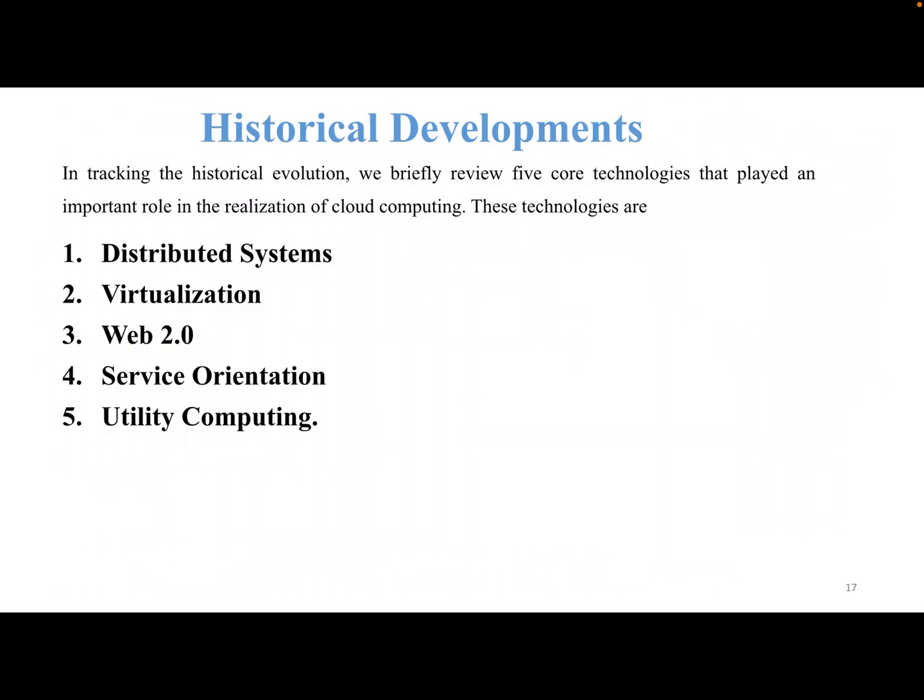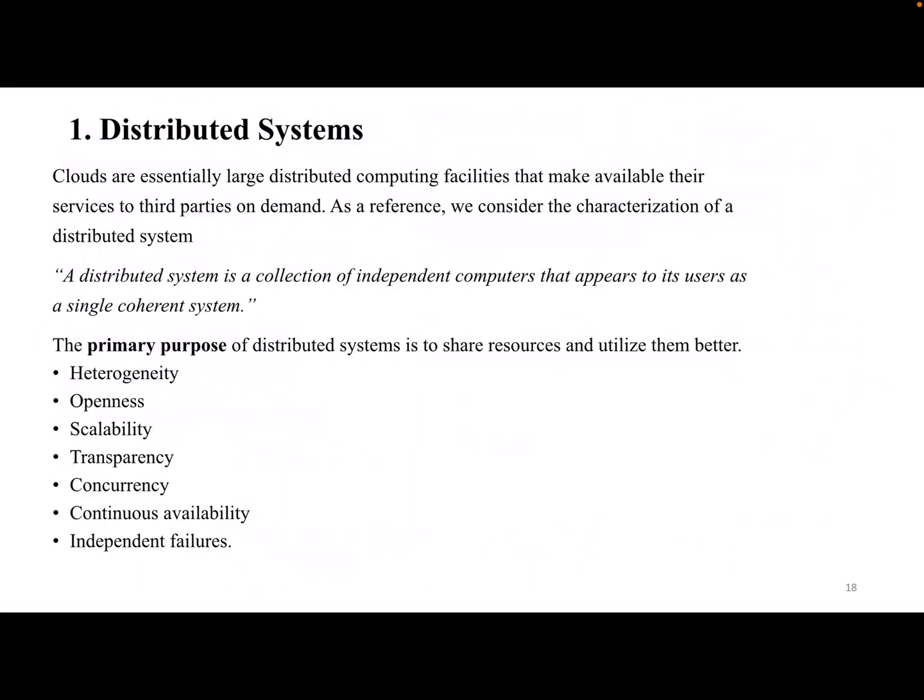In tracking the historical evolution, we briefly review five core technologies that played an important role in the realization of cloud computing. These technologies are listed below. The first one is distributed systems, the second is virtualization, the third is Web 2.0, the fourth is service orientation, and the fifth is utility computing. One by one we will see what they are.